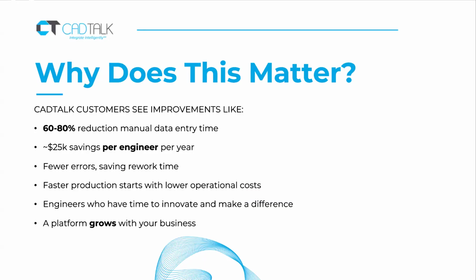Why does this matter? Most of our customers are seeing 60 to 80% reduction in manual data entry. So that ends up equating to about $25,000 a year of savings per engineer, fewer errors, improving any rework that would have to happen due to the handoff not happening at the correct times or things being missed. Faster production starts. So really eliminating that lead time of going from engineering to manufacturing. Engineers have more time to be innovative, and then a platform that grows with your business.